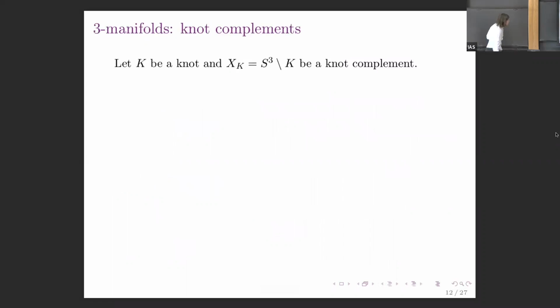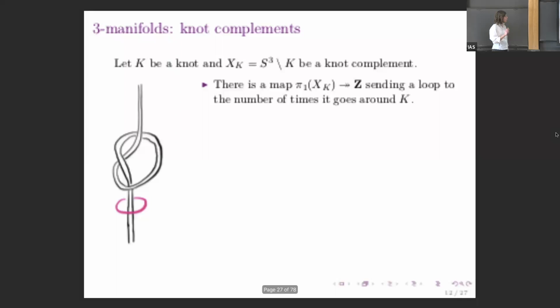Okay. So let me give you an example for three manifolds. So K will be a knot, X_K will be a knot complement, so it'll be the three sphere minus K, which you can draw as R^3 minus a knotted line. So here I've drawn the complement of the trefoil knot. So in this image, the knot is missing.